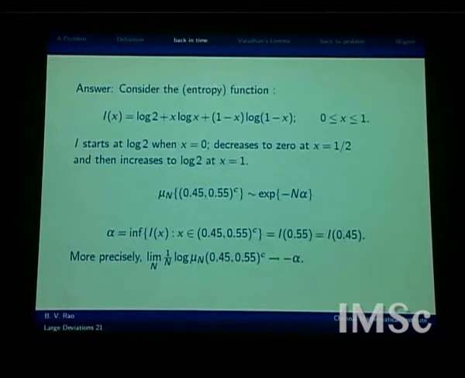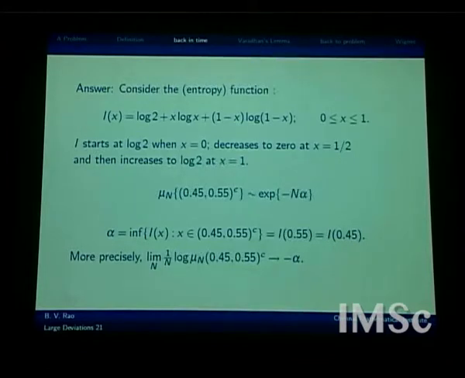But our set is the complement of 0.45 to 0.55, and the function is decreasing here, increasing here, symmetric. Therefore, if you take the infimum here, it is same as taking the value at 0.55. From half to 1 it is increasing. So, if you look at 0.55 and above, the minimum value is at 0.55. So, that probability is like e to the minus n alpha.